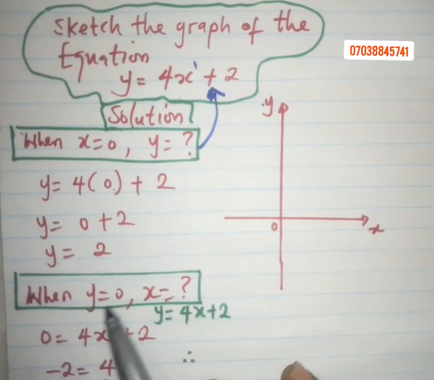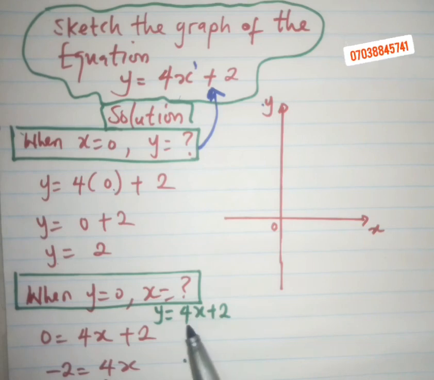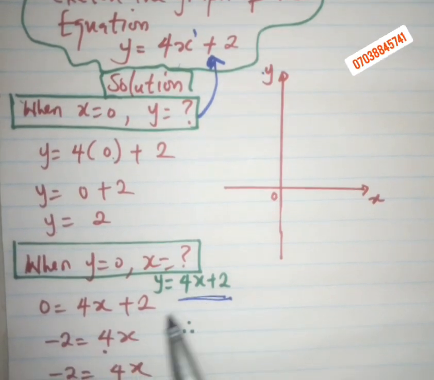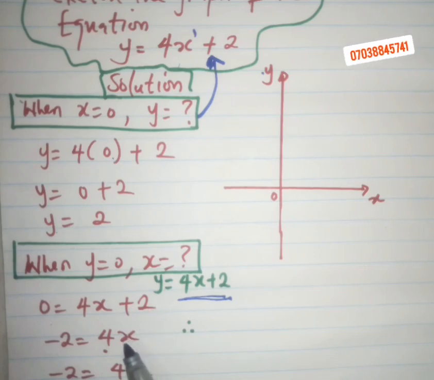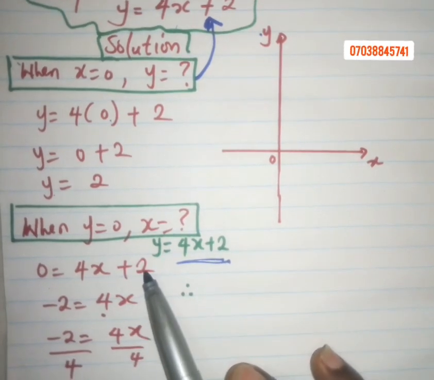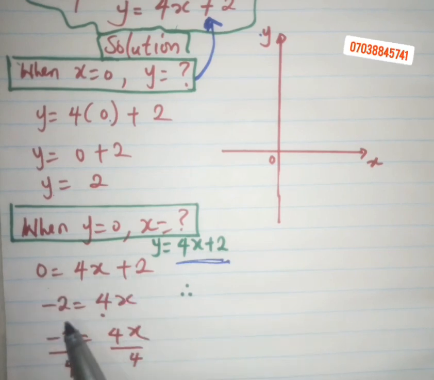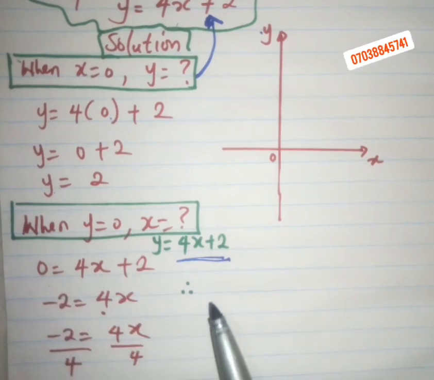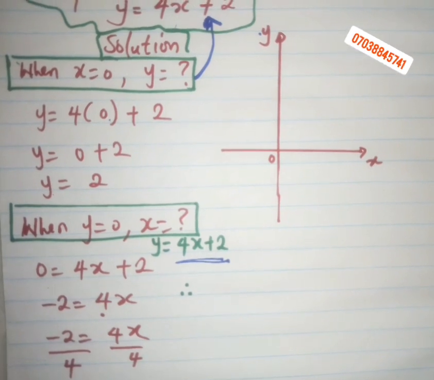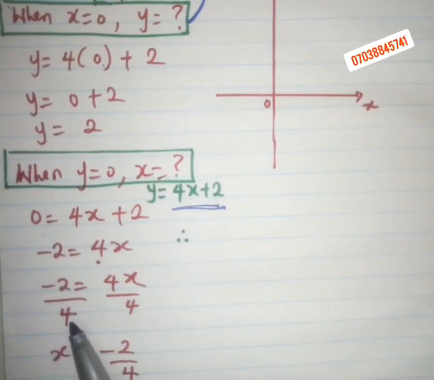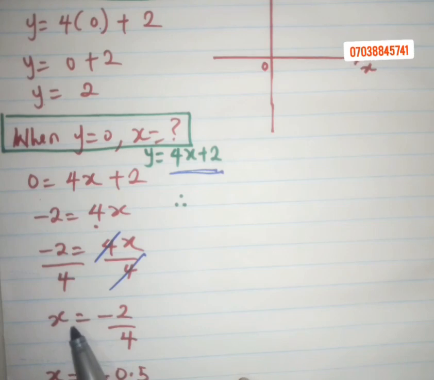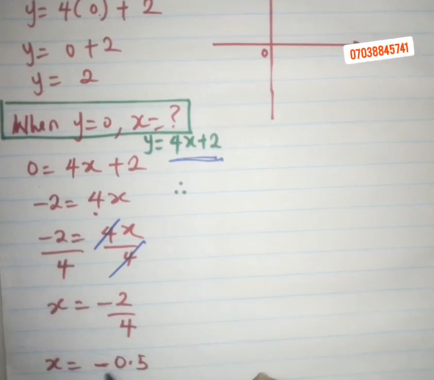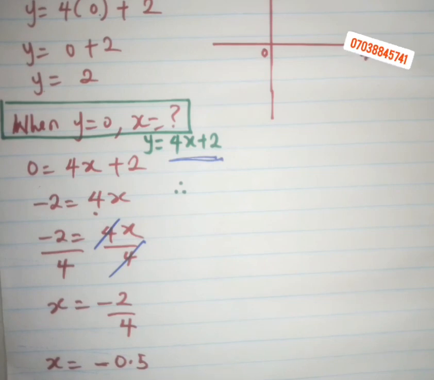For the next one, when y equals 0, what is x? That's the second point. You come to the original equation, and wherever you see y, you plug in 0. So this is 0 equals 4x plus 2. I'm looking for the value of x, so I'll move this 2 to the left hand side. That will be minus 2 equals 4x. Since I'm looking for x, I'll divide both sides by 4. The 4 over 4 cuts out, and on the other side you have x equals minus 2 over 4. If you divide that, you have minus 0.5. So we already have our 2 values here.